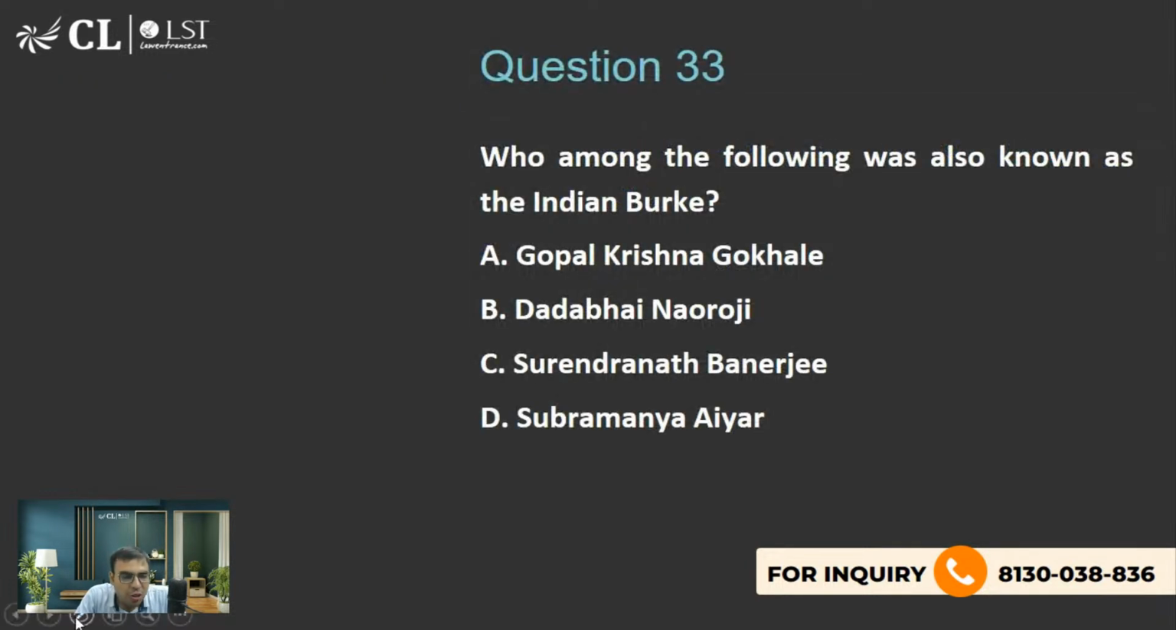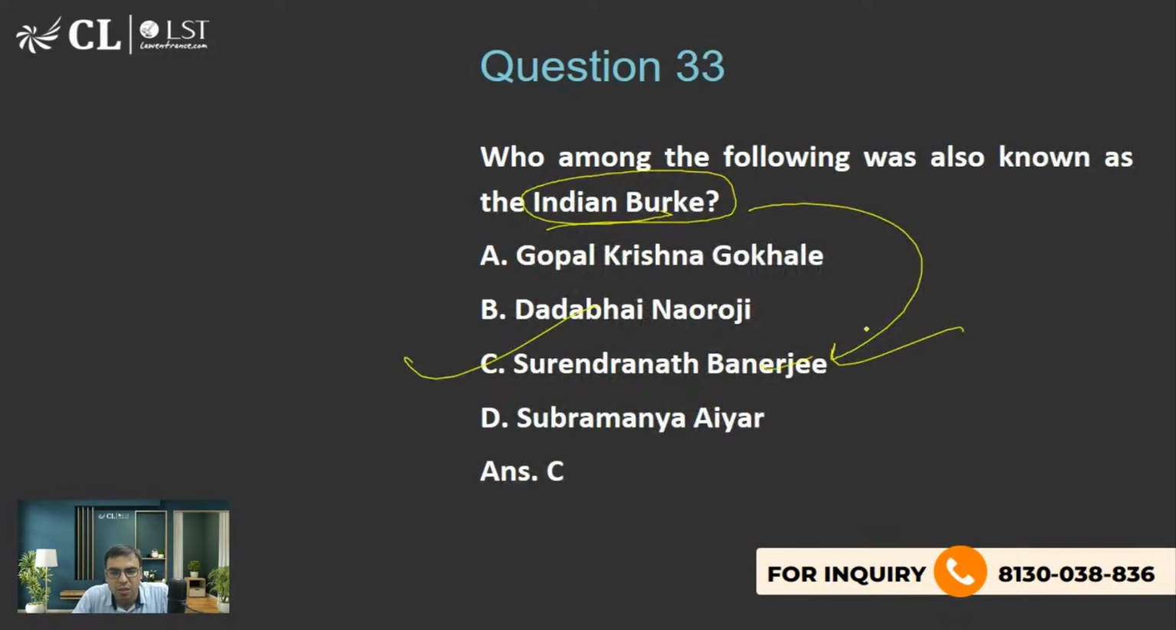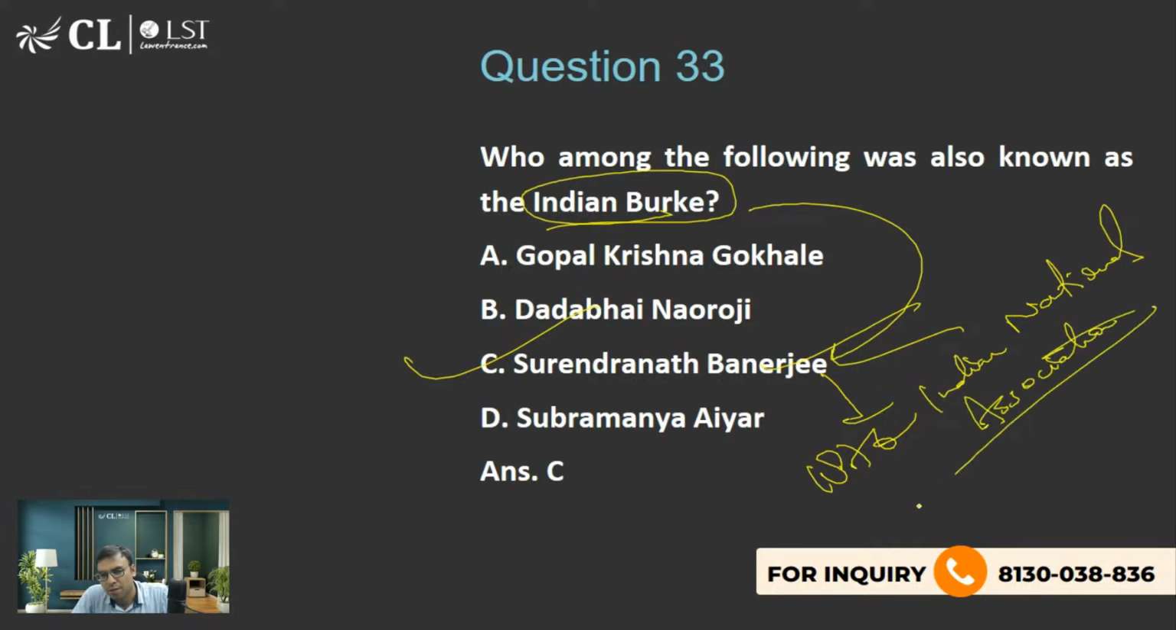The next is: who among the following is also known as Indian Burke? Gopal Krishna Gokhale, Dadabhai Naoroji, Surendranath Banerjee, Subramaniam Iyer. What is the right answer? He had established the Indian National Association in 1876, and later merged it with the Indian National Congress. Yes, Adrija, you're right. Surendranath Banerjee, C is the right answer.